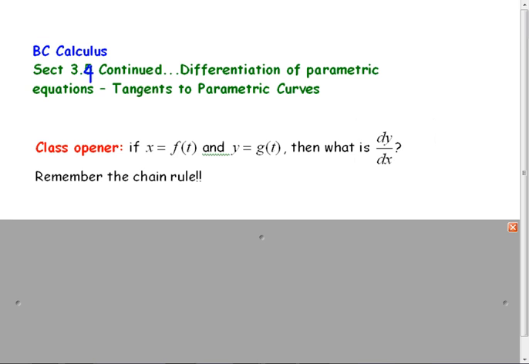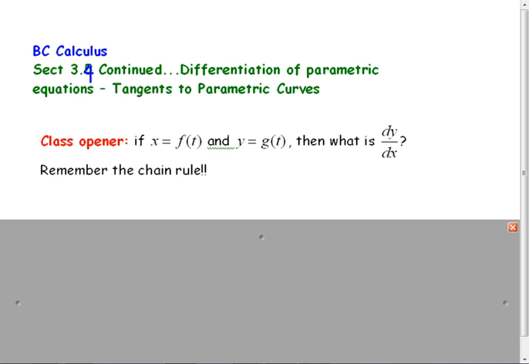To do the derivatives of parametric functions, I want to find dy/dx. Doing the chain rule, I can find the derivative of y with respect to t, right? That's equal to what? G prime of t, right?